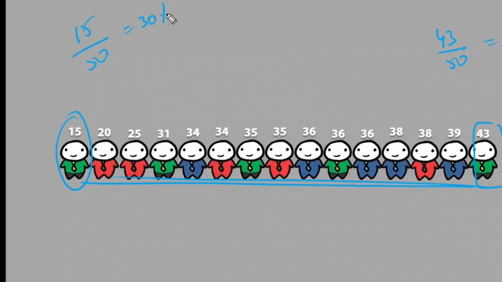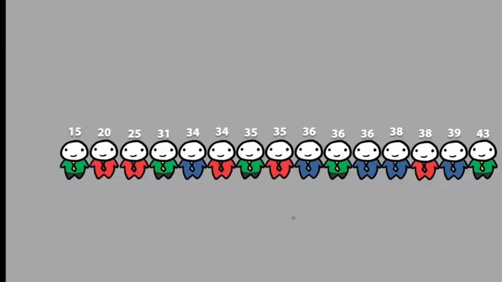Is that clear? Percentage says about the value, and percentile says about the position: in what position you are in the given data. Once again, that is the difference between percentile versus percentage. Clear, guys?